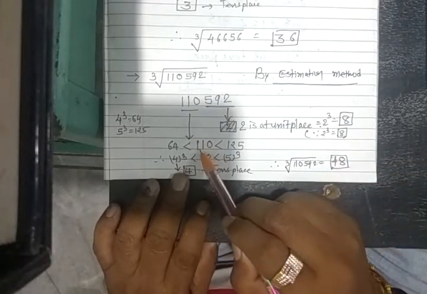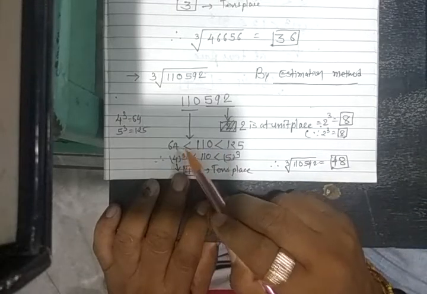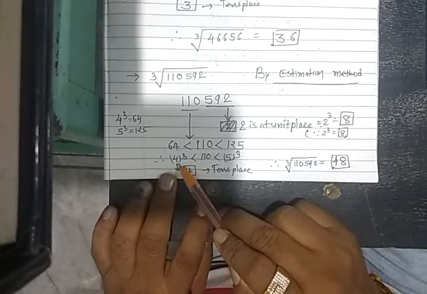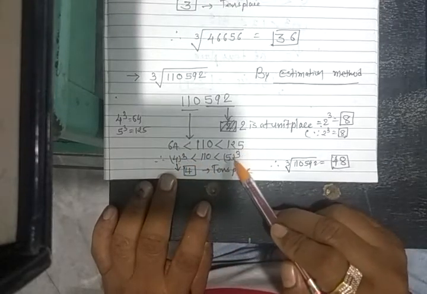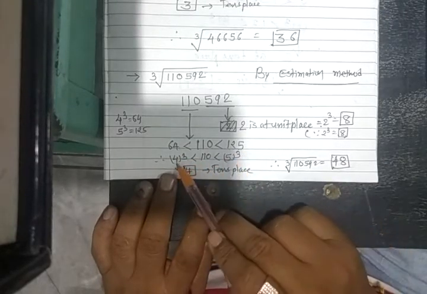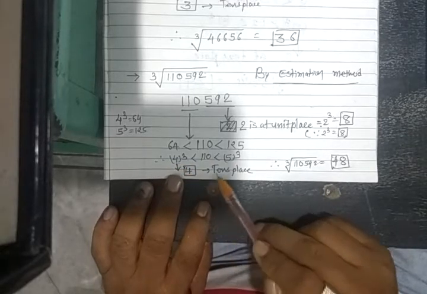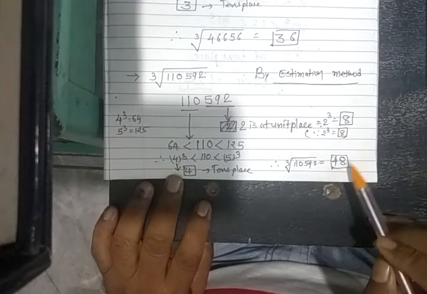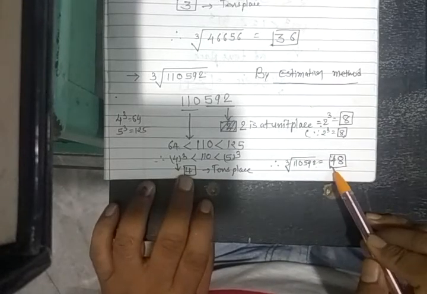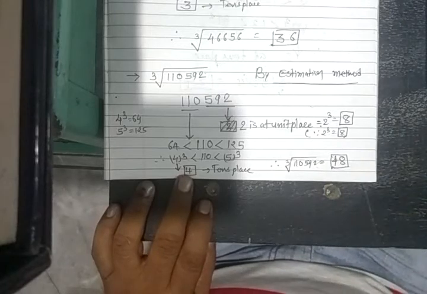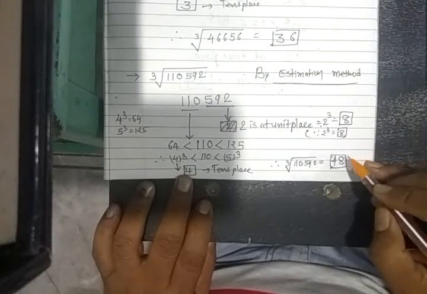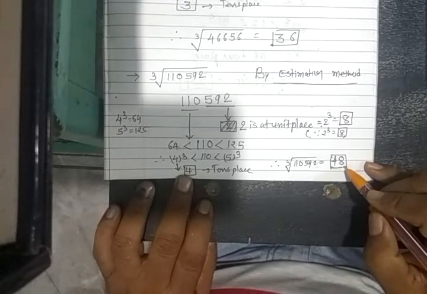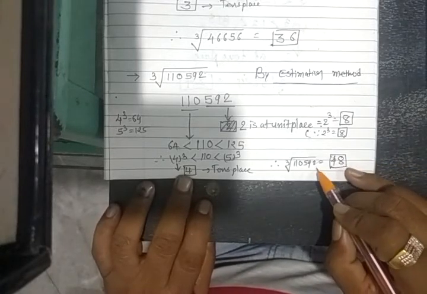Now the remaining group 110 lies between 64 and 125. 64 is the cube of 4, and 125 is the cube of 5. Out of them 4 is the smaller one, so we take the smaller one as the 10 place. So the cube root of 110592 is 48. 4 is in the 10 place and 8 is in the unit place. If you want to verify, multiply 48 by 48 by 48, 3 times. When you do the multiplication, you will get 110592.